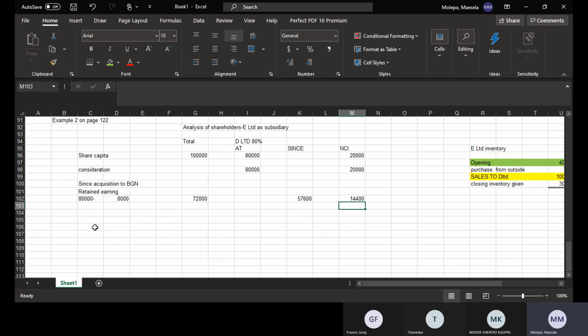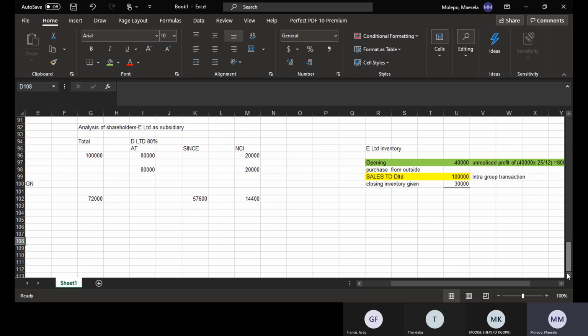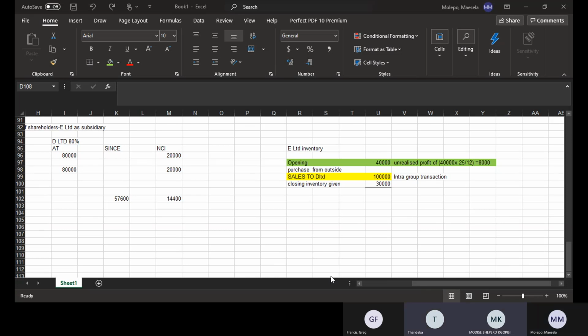And then now it will be the current year. Okay, before I proceed, are we happy with the 8,000 affecting the retained earnings at the beginning of the year? Yeah, I'm happy with it. Okay. I'm good with it as well.